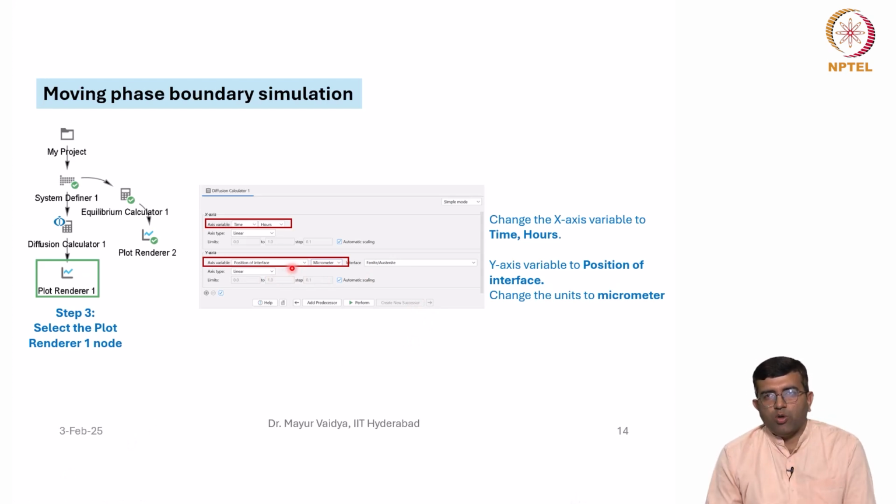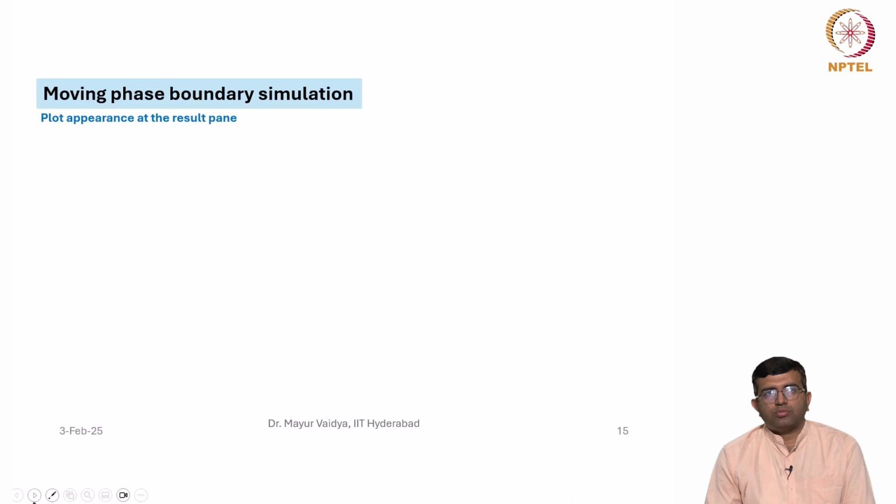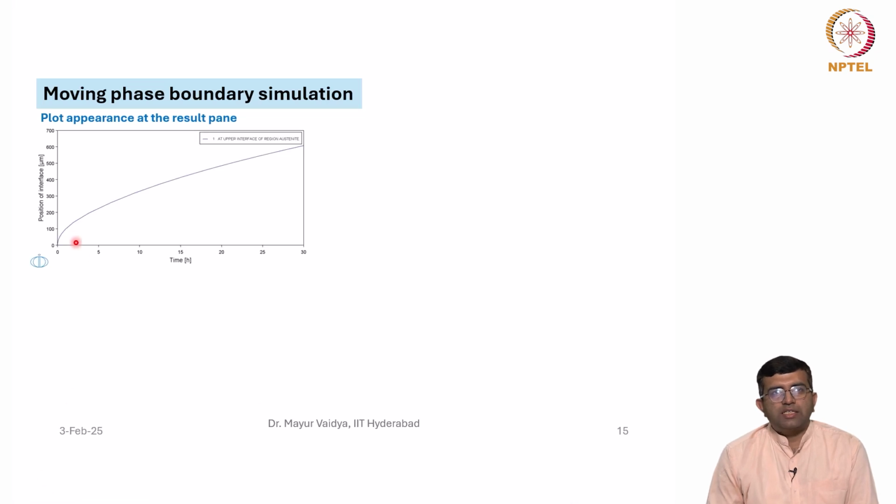This is basically what we want to see, and the unit is micrometers. Then you click on perform. So you will see that this kind of a plot appears on the result pane. You can see this is the position of the interface, and this is the time in hours. So after 30 hours, the interface would have moved by this much distance.